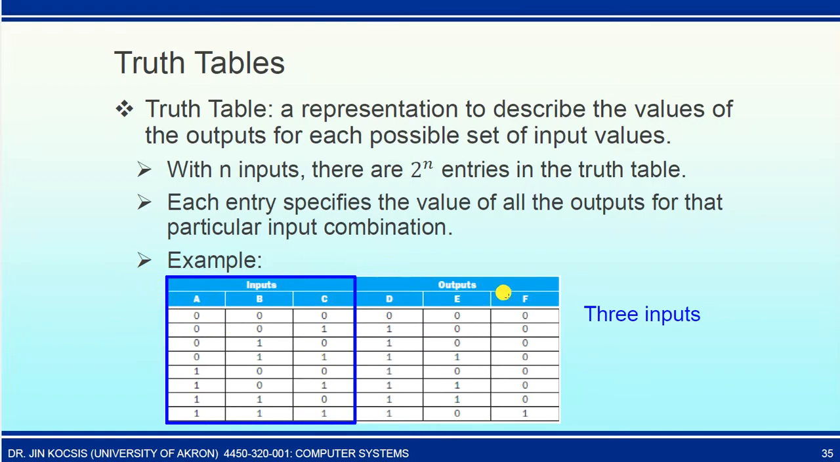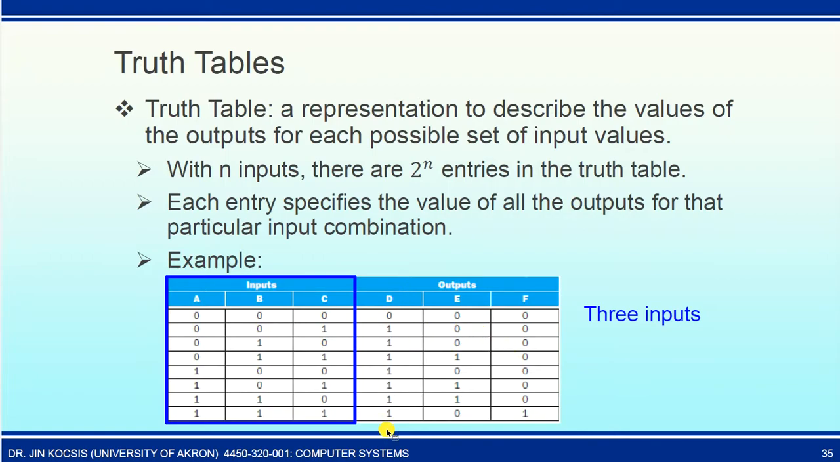Let me say one more time. The truth table includes two parts, input columns and output columns. The input columns indicate all the possible combinations of the inputs, and the output columns give the corresponding output associated with the specified combination of the input. And if you potentially have n different inputs, you will potentially have 2 to the n different combinations of the input.